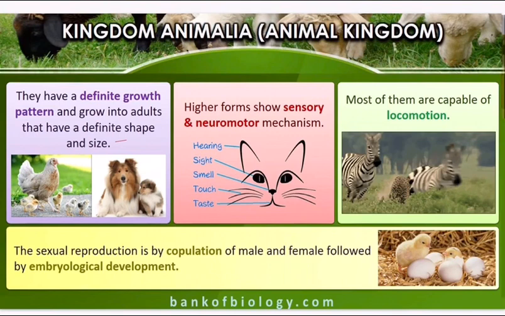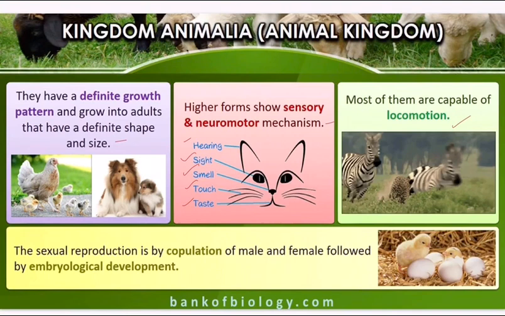So cell differentiation leads to particular shape and size. And they grow, unlike plants, to a limited time. After that, there won't be any growth. Whereas plants grow throughout their life thanks to presence of meristematic tissue. The higher forms show sensory and neuromotor mechanism because they have sense organs, so they are able to do sensation of hearing, sensation of vision, sensation of smell, sensation of touch, sensation of taste. So thanks to the nervous system for this.